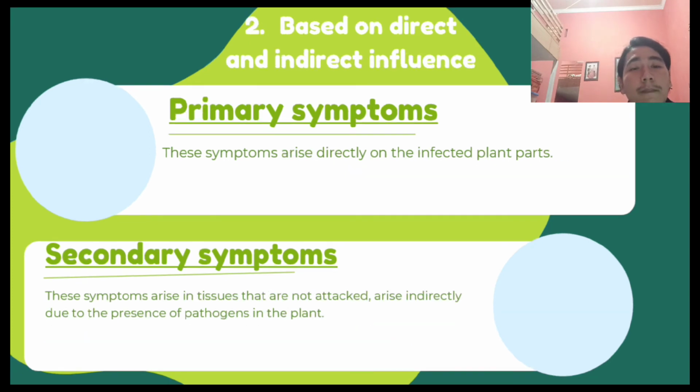Second, based on direct and indirect influence, there are primary symptoms and secondary symptoms. Primary symptoms arise directly on the infected plant part. Secondary symptoms arise in tissues that are not attacked, arising indirectly due to the presence of pathogens in the plant.